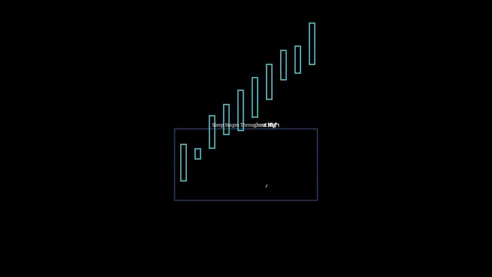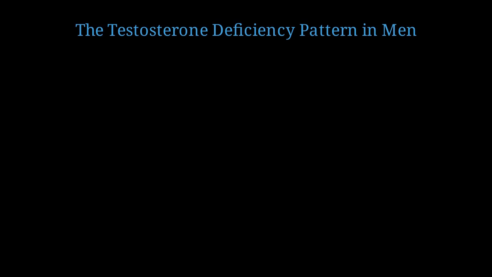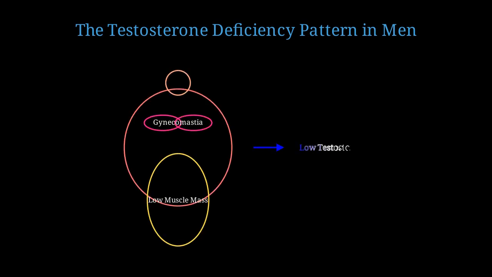This represents growth hormone secretion during different sleep stages. The tallest bars represent deep sleep when growth hormone secretion is maximal. In men, low testosterone creates a specific pattern: increased abdominal fat, reduced muscle mass, and sometimes gynecomastia or breast tissue development. Low testosterone in men leads to increased central adiposity, decreased muscle mass, and sometimes breast tissue growth.